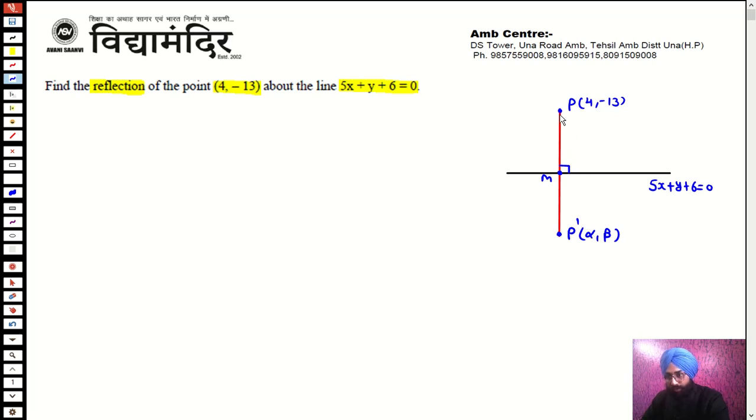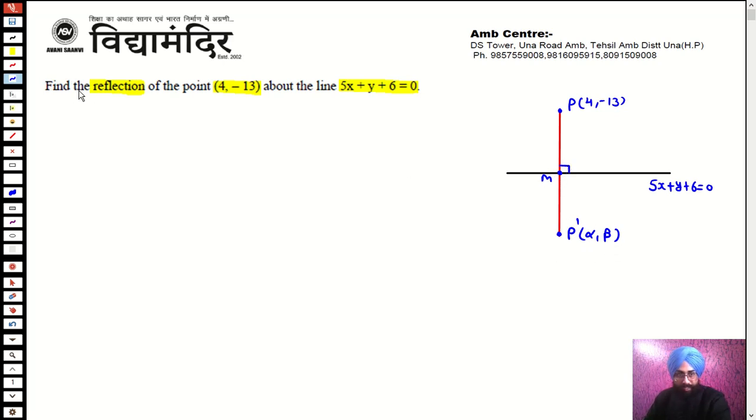How? First of all, we will try to find the equation of PM. For that we need one point, which is given, and we need the slope. These lines are perpendicular, so the slope of this line will be the negative reciprocal of the slope of the mirror line. So we find the equation of this line. After that we will find M. M is the intersection point of PM and this line, so using the elimination method we can find the coordinates of M. After that, we already know that M is the midpoint of PP dash because PM is equal to MP dash. So using the midpoint formula we can easily solve this.